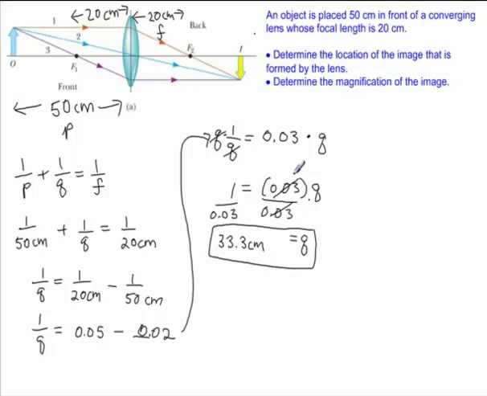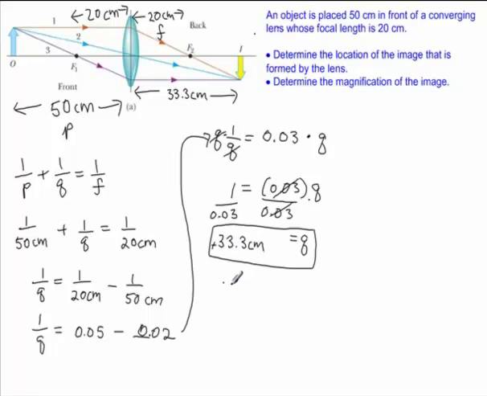So I've solved for the first part, which tells me that the image is located 33.3 centimeters in back of the lens. Or another way to say that is it's on the opposite side of the lens. So the fact that this turns out to be a positive number tells me that it's on the opposite side of the lens as the object is.